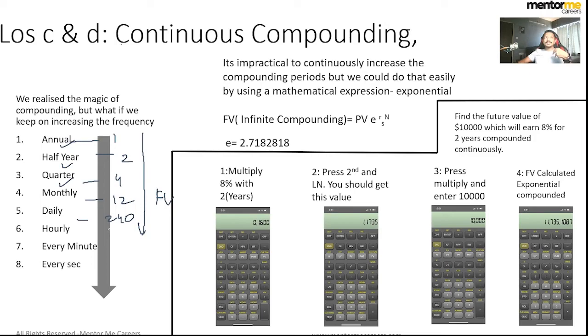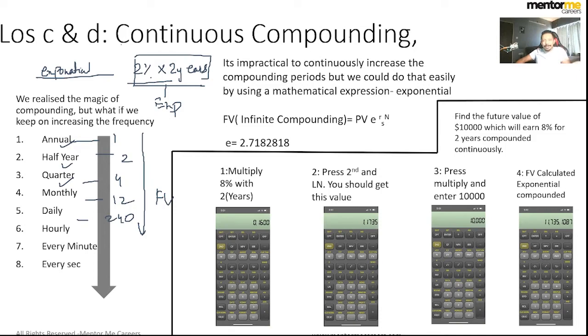Whenever you say continuously, you are talking about exponential, right? If something is exponential, there's an exponential function in mathematics which you can use. All you have to do is take your rate. Let's say it's 2% and I'm doing it for 2 years. This has to happen at an exponential level. Try to understand it this way: I find the exponential of 2% into 2 years, and then just multiply that with the PV. That's all.